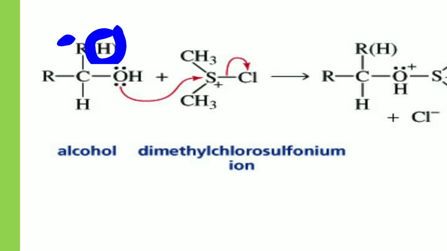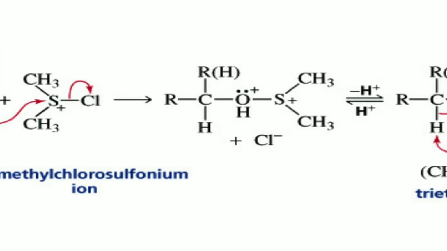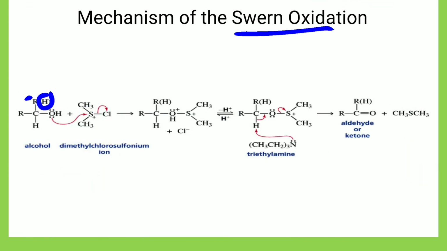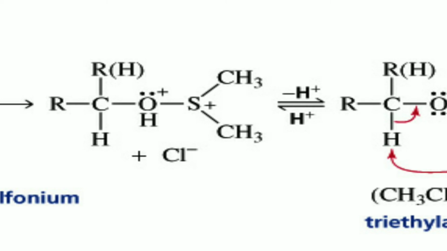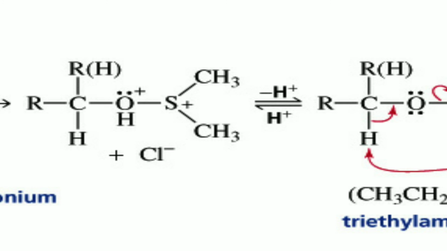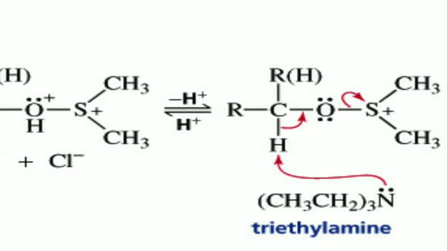Okay, then in the next step, this alcohol which is attached to the sulfur, here this oxygen has a positive charge, and that's why this hydrogen gets removed, and the electrons are accepted by the oxygen, removing the positive charge. Okay, then next step.